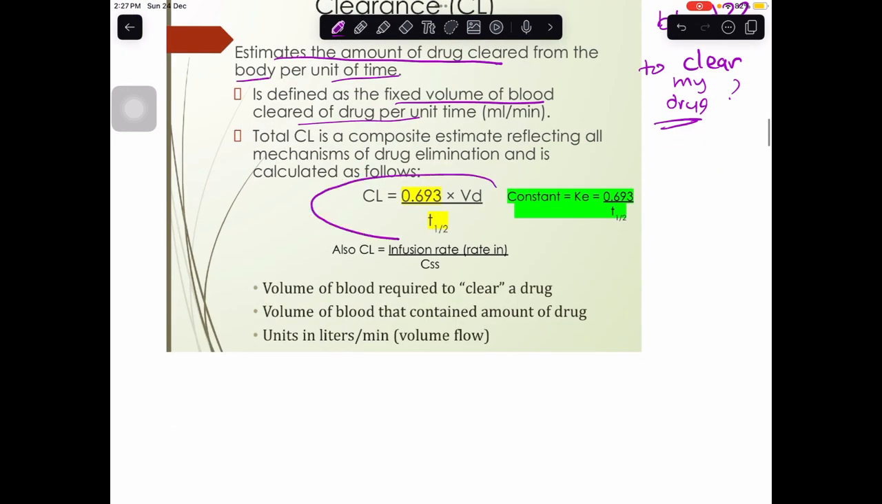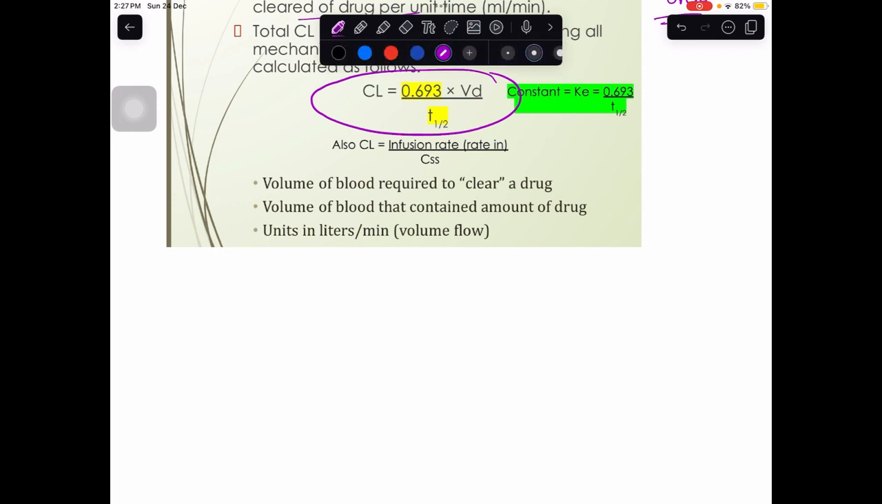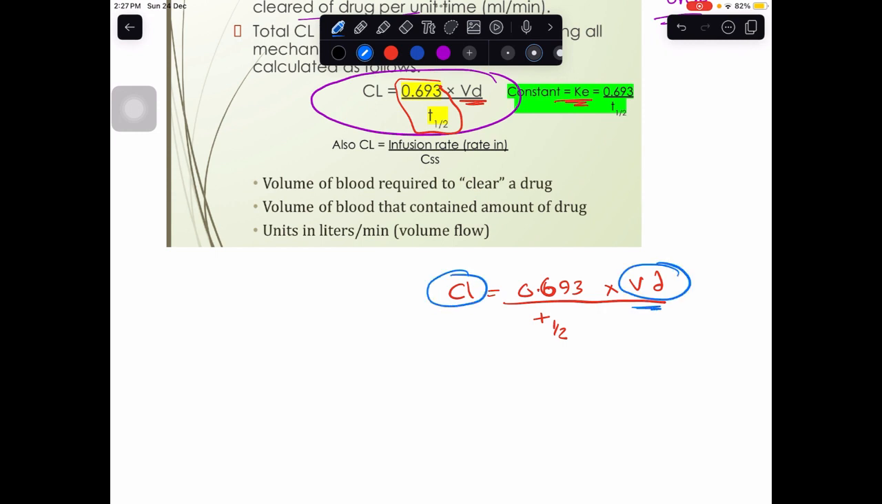Let's look at this equation to make it much easier for us. This equation is clearance equals 0.693 over T half, which is basically a constant. It is not important, but what I can see here is that VD is also there. What does VD have to do with any of this? Okay, let's look at it. First of all, VD is in the numerator, meaning that they're directly proportional. If the VD increases, the clearance also increases.